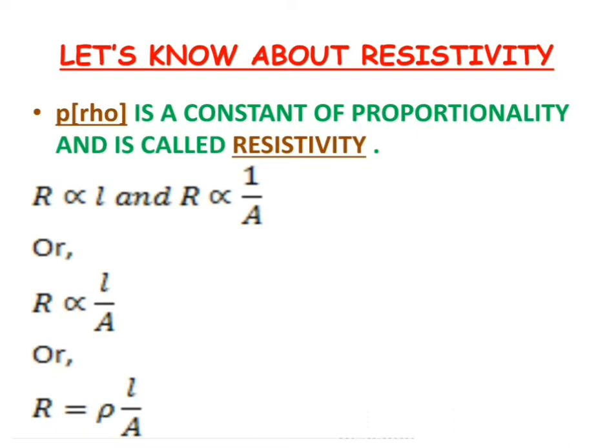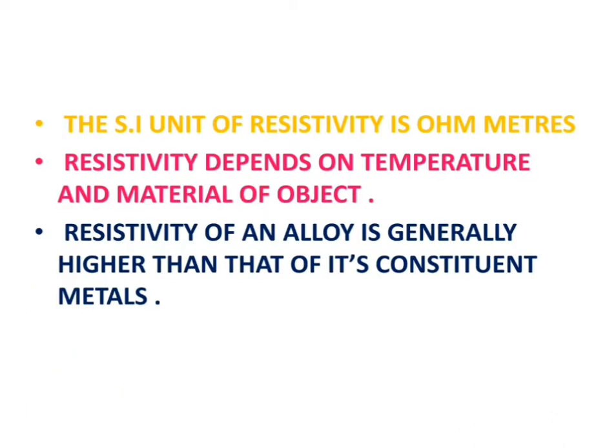I have already told you that whenever the sign of proportionality is changed into an equal to sign, a constant is always added, and here the constant is rho, which is denoted by ρ. This constant is known as resistivity. Hope you all have understood what resistivity is. Moving ahead, the SI unit of resistivity is ohm meter, whereas the SI unit of resistance is ohm.